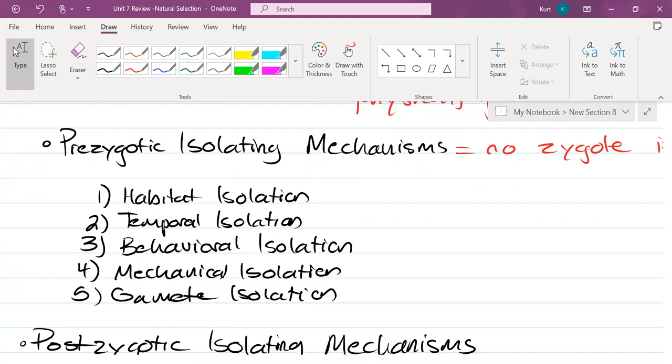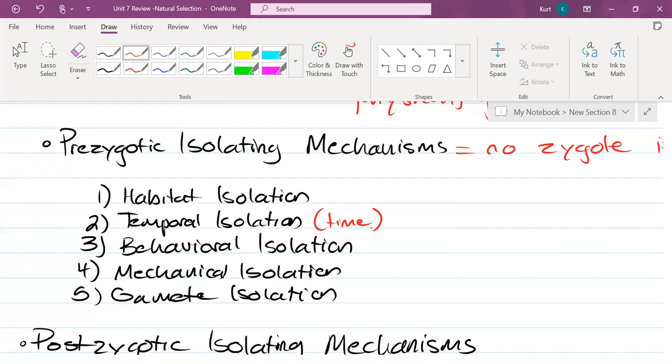Temporal isolation is all about time. Why will an owl and a hawk never have offspring? Because an owl is active during the night and a hawk is active during the day. Why will a tree frog and a bullfrog never have offspring? Because a tree frog reproduces in April, a bullfrog reproduces in August. So that's different timing.